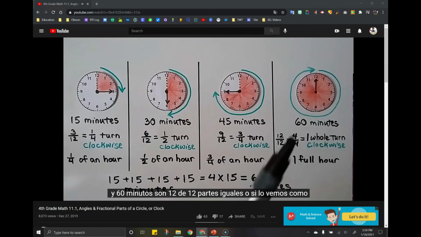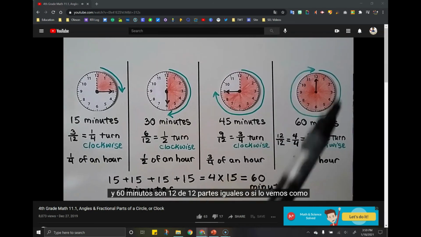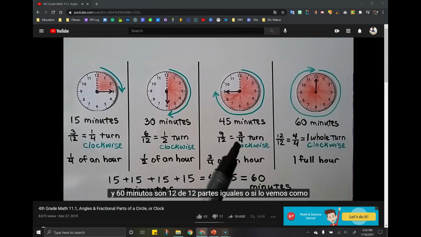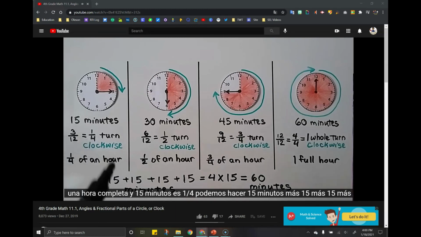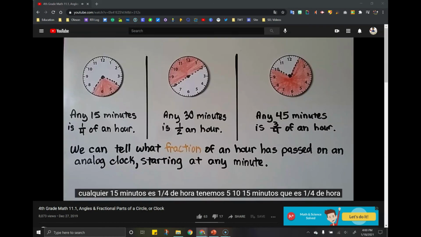And 60 minutes, that's 12 of 12 equal parts, or if we're looking at it as fourths, it's 4/4. That's 1 whole turn clockwise. It's 1 full hour. And 15 minutes is 1/4. We can do 15 minutes plus 15 plus 15 plus 15, which is equal to 4 times 15 minutes. That's 60 minutes for an entire hour. And any 15 minutes is 1/4 of an hour.